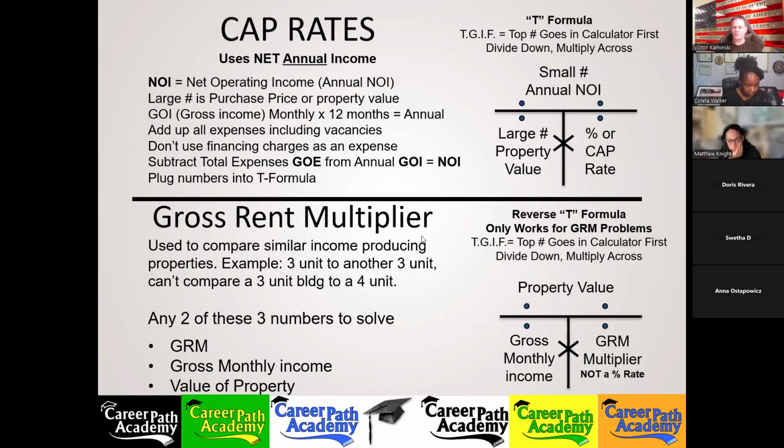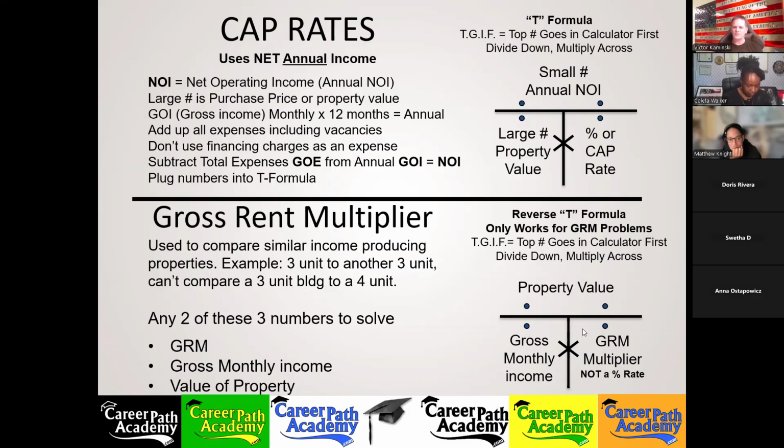And the gross rent multiplier, the GRM, the reverse T formula only works for figuring that out. So the property value goes up top. The large number goes up top in this instance. It's the reverse of what's normal. And the small number on the bottom. But what the small number is different. Instead of the annual net operating income, it's the gross monthly income.